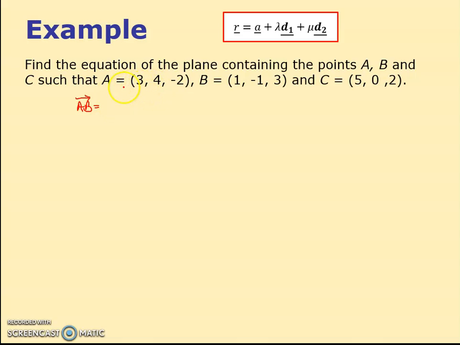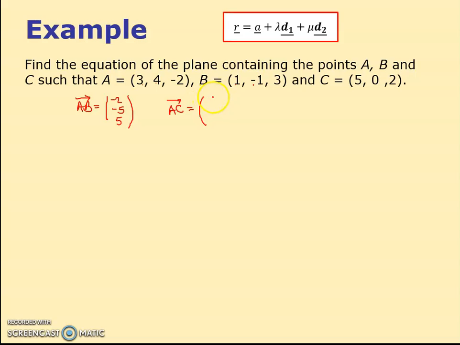But hopefully when I did my answers many moons ago on this, I'm going to use the same logic. So I'm going to say AB is, well, I do it in that order. 1 take away 3 is -2. -1 take away the 4 is -5. And 3 take away 2, take away a -2 is +5. So that's one vector, and I'm now going to do AC, a second vector. I could do BC or anything. It doesn't have to be a particular order, but it makes sense if I do that.